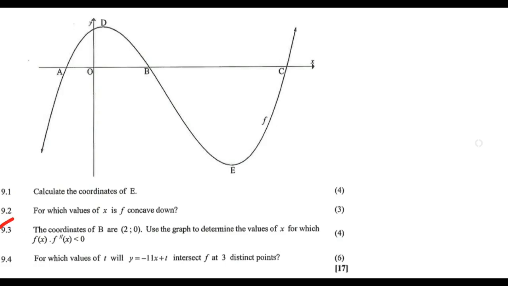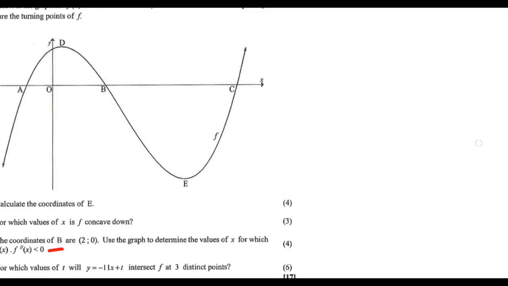Question 9.3, very interesting question. The coordinates of B are (2; 0). Use the graph to determine the values of x for which f(x) multiplied by the second derivative f''(x) is less than 0, which means negative. I'll show you how to solve this question.